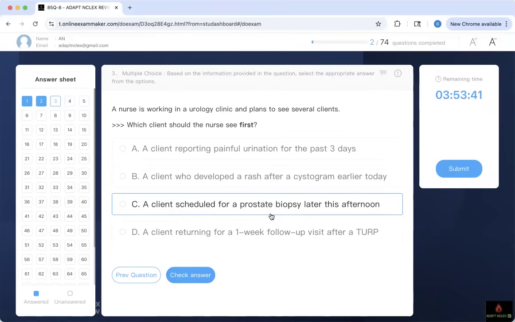The client reports what? Painful urination for the past 3 days. You are in a urology clinic. A client who developed a rash after a cystogram earlier today. A client scheduled for a prostate biopsy later this afternoon. A client returning for a 1-week follow-up visit after TURP, that is transurethral resection of the prostate. Who would you see for a urology client in your clinic? Who do you want to see? Which answer choice would you pick?